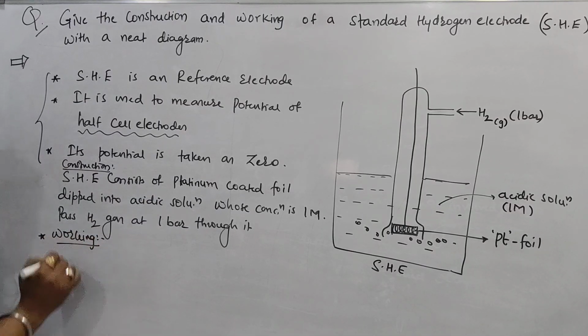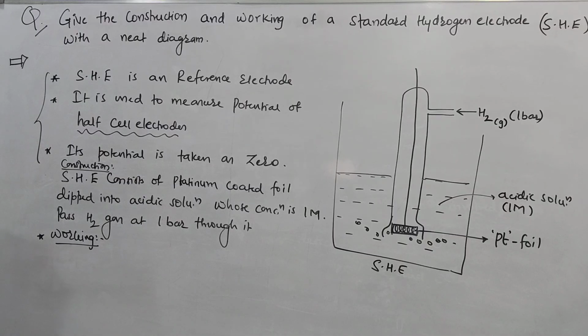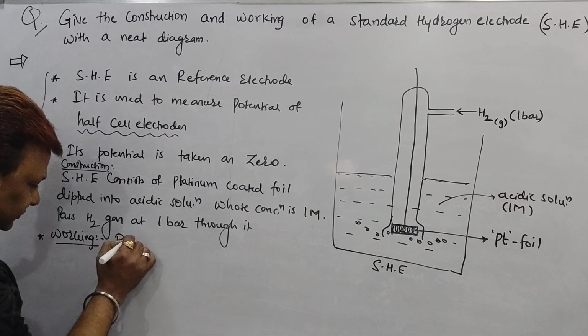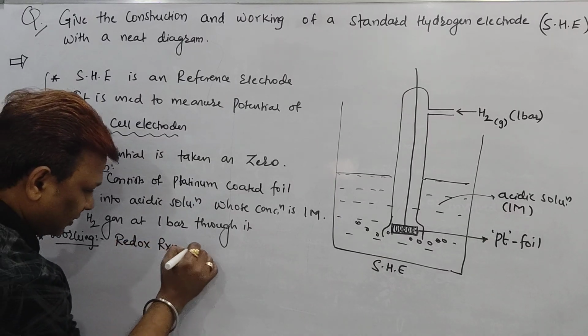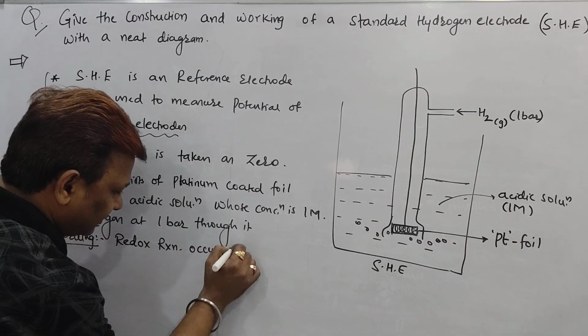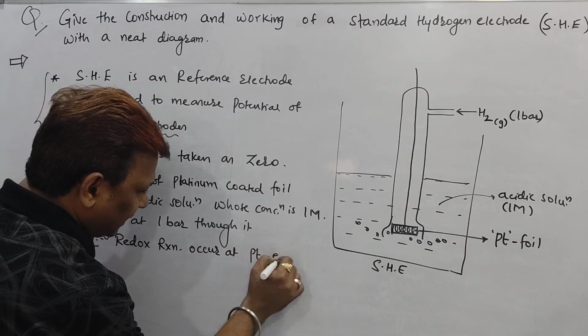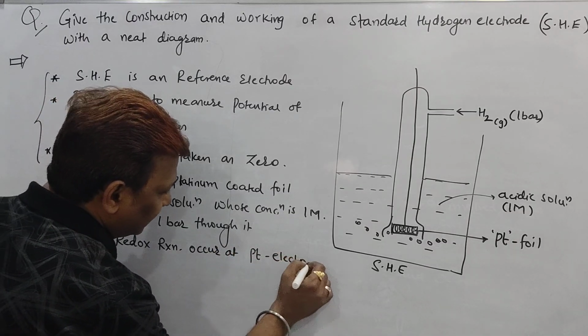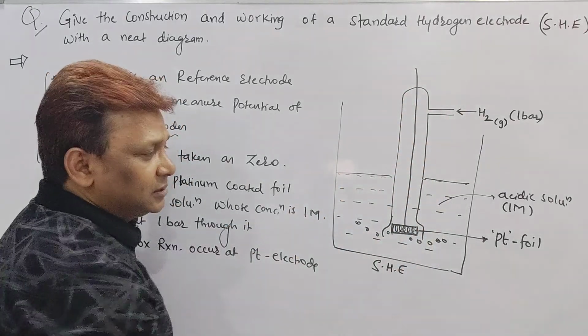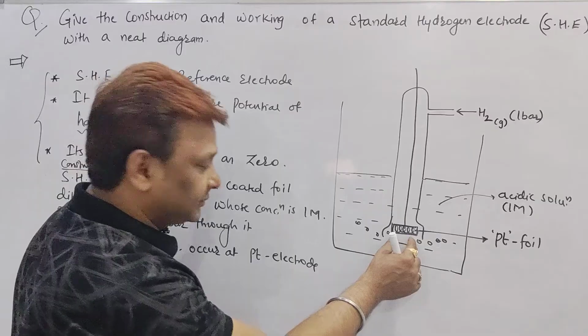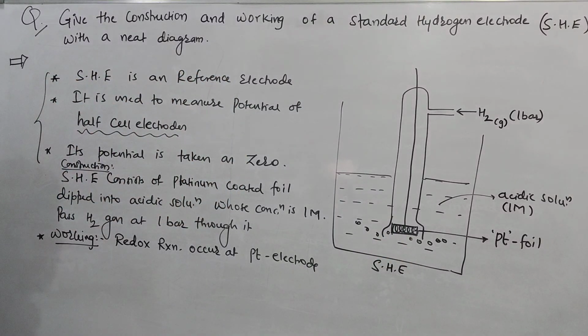How will it work? So beta, it is nothing but a redox reaction. A redox reaction occurs at the platinum electrode. Working, beta: redox reaction occurs at the platinum electrode, because you can see beta, I kept here platinum foil and H2 gas passing through it. So now on this foil some redox reaction will occur. A redox reaction occurs at the platinum foil, or at the platinum electrode.